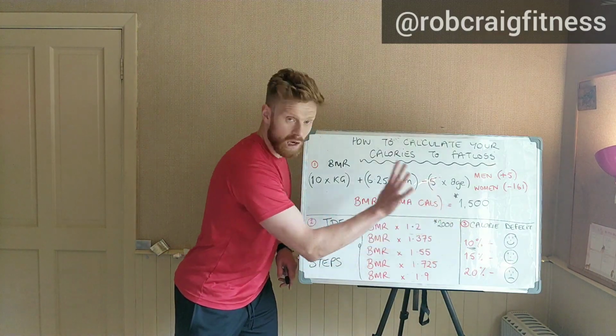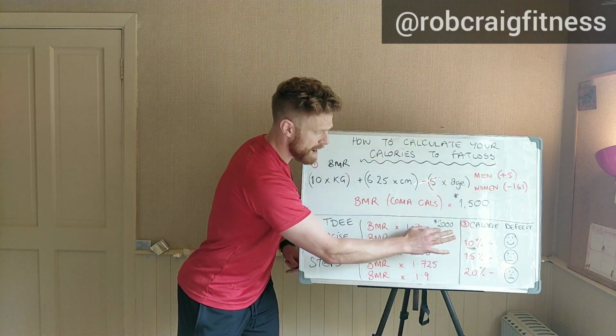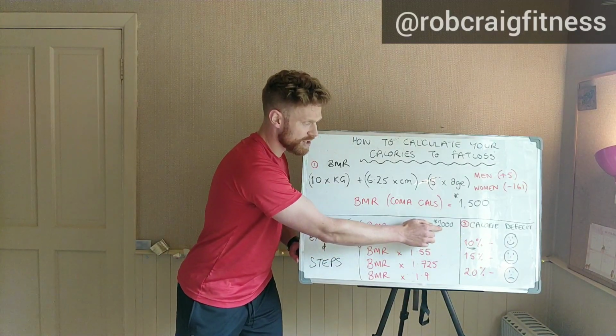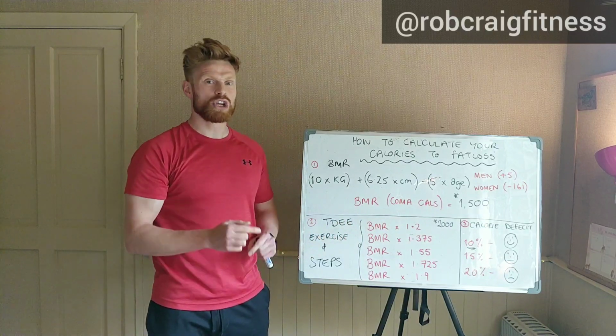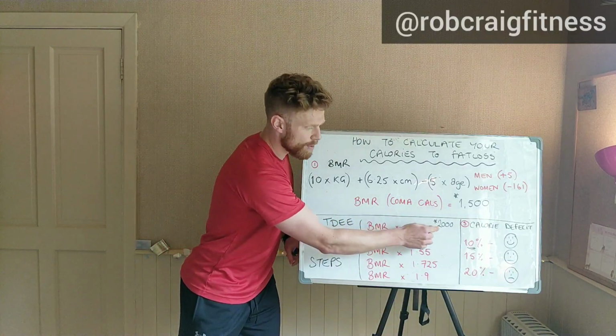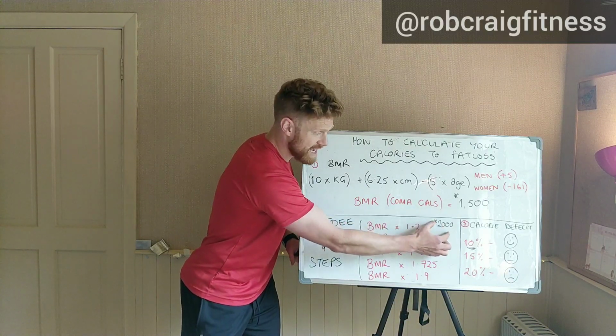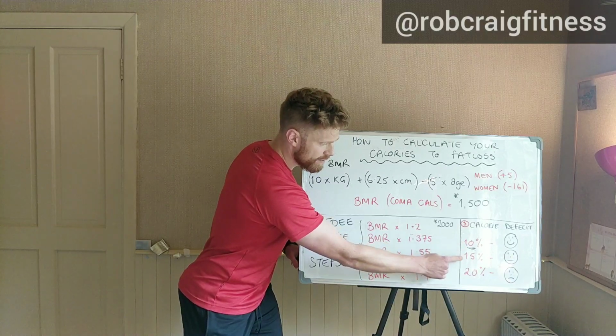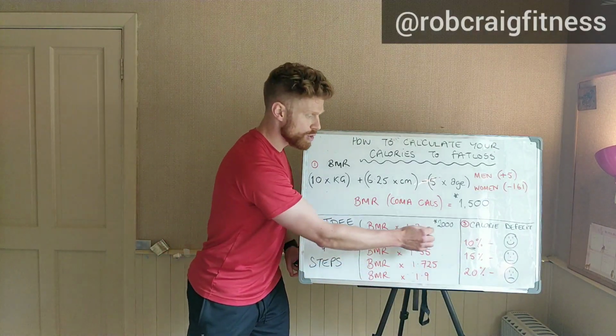So if you go light and you go a 10% deficit, bear in mind, this is not a caloric deficit yet. This is your total daily energy expenditure. This is how many calories you need to maintain your current weight. We haven't even looked at weight loss yet. So this is your maintenance number. So all you do is take your maintenance number, come over to step number 3, and either apply a 10, 15, or 20% deficit to that number.